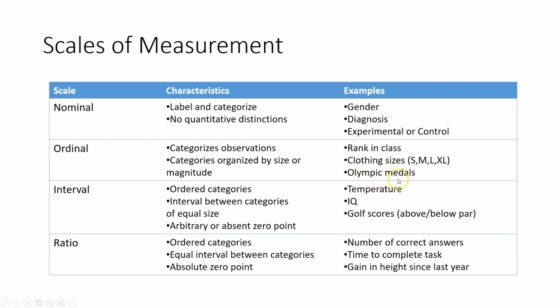Olympic medals are also an example of ordinal. You've got gold, silver, bronze.